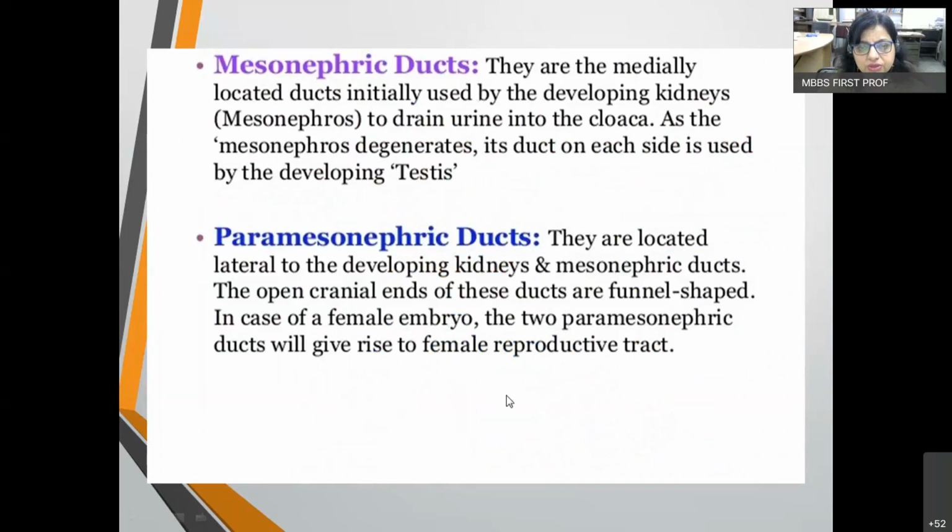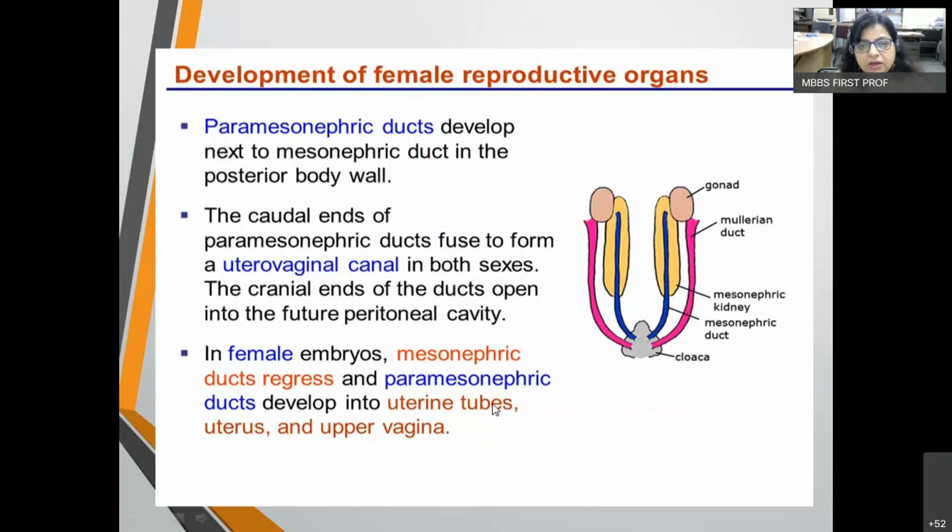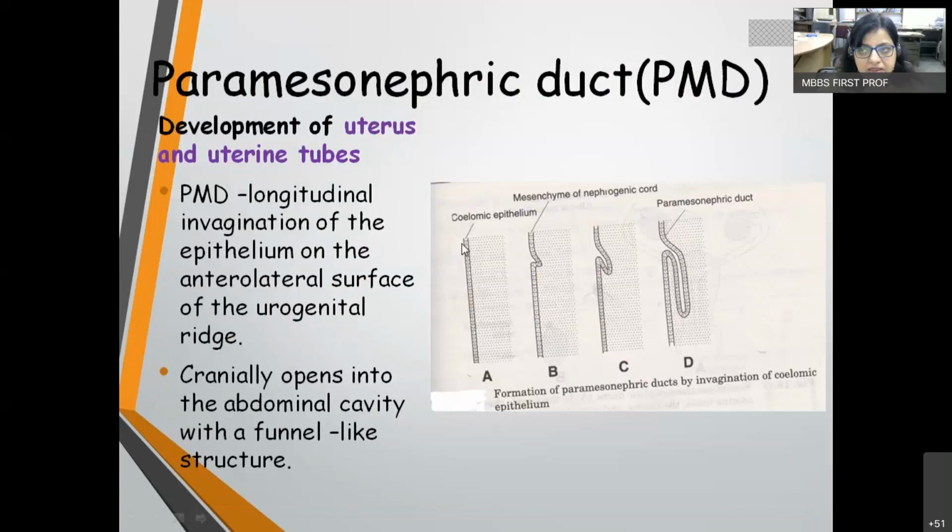As I've already told you, mesonephric ducts and paramesonephric ducts. This is just to explain to you. Now, paramesonephric ducts, they are developing like this. See, it's from the coelomic epithelium, invagination occurs, and this invagination grows downwards to form paramesonephric duct, and it is basically cranially opening into the abdominal cavity to form a funnel-like structure that forms the fimbrial atrium.